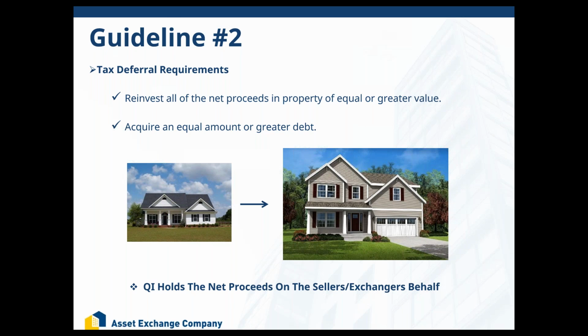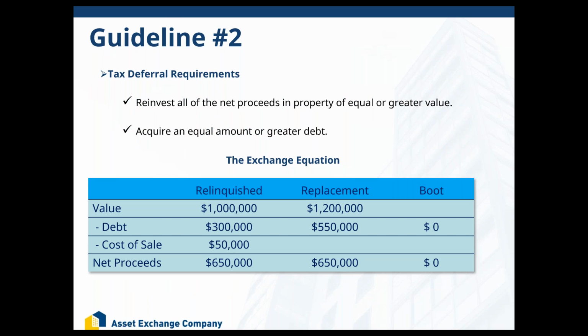Now, how do the numbers work? In our example, we're going to sell our relinquished property for $1 million. So we'll take that $1 million sales price. Now we have a loan payoff, the debt of $300,000 that we're going to be paying off. So we take that $1 million sales price and deduct out the $300,000 payoff amount. Now, we have some cost of sales associated with the closing.